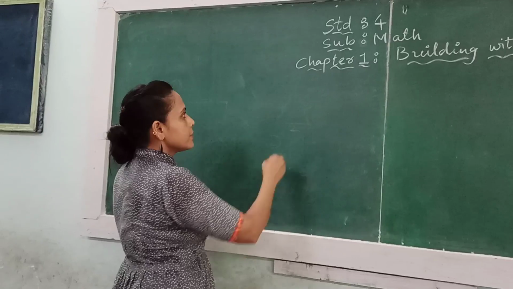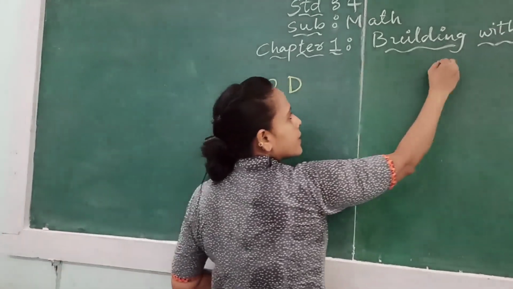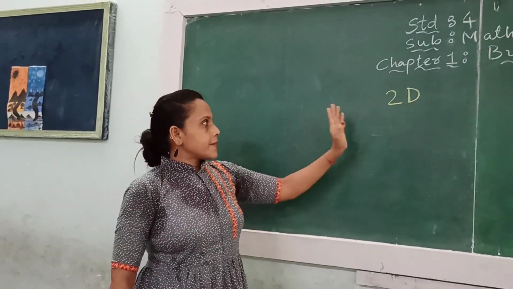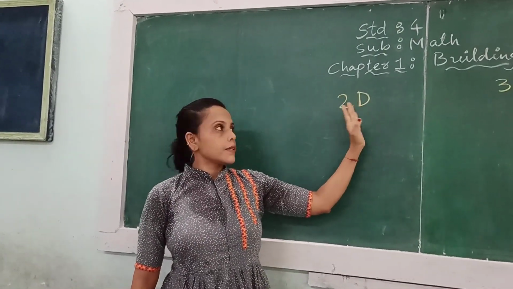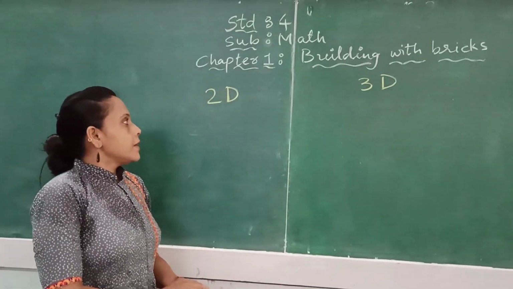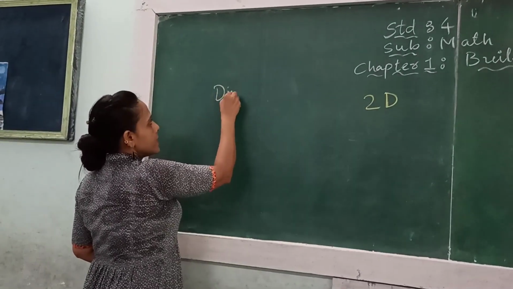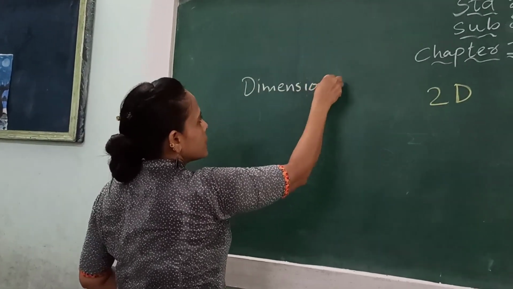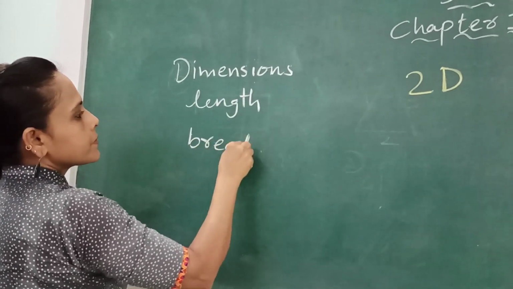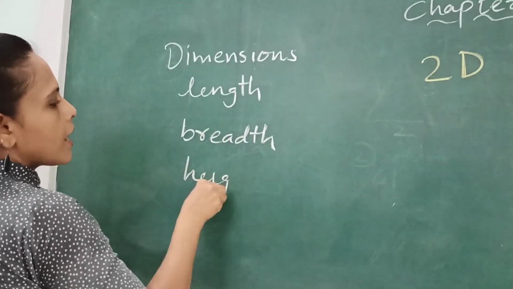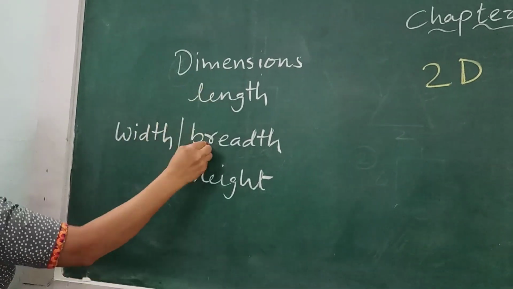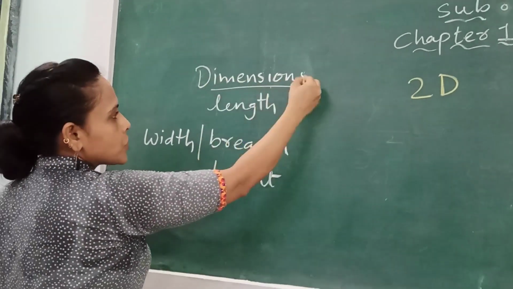Have you heard the word 2D and 3D? Yes, D means dimensions. So 2-dimension figure and 3-dimension figure. Now which are the dimensions which we measure? Length, breadth and height. Breadth is also called width. So these are the 3 dimensions we can measure.